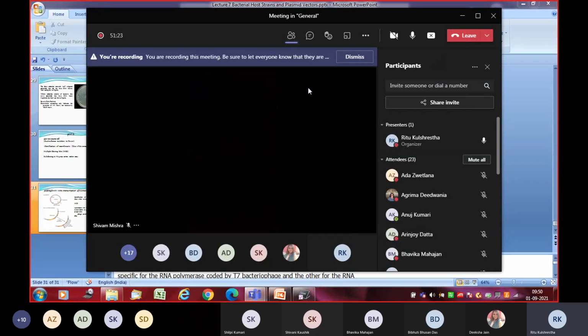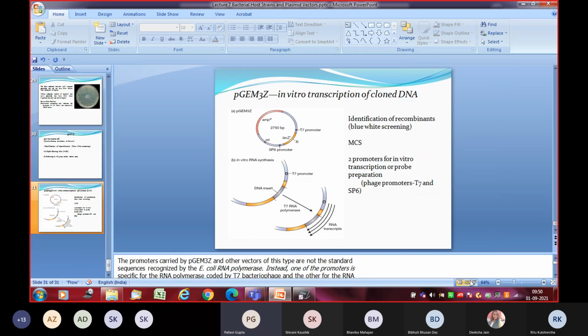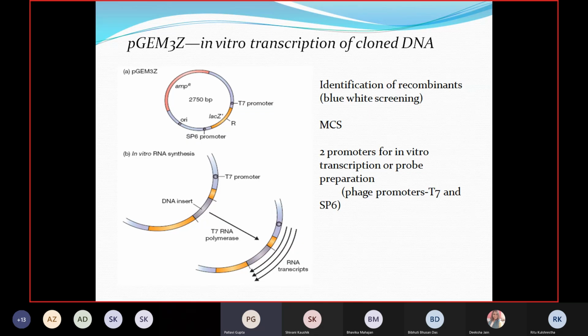I am open for questions. Yes. Ma'am, in the last slide, which has both T7 and SP6 promoters, how do we selectively activate one of these? By providing the T7 RNA polymerase, which is specific to it.